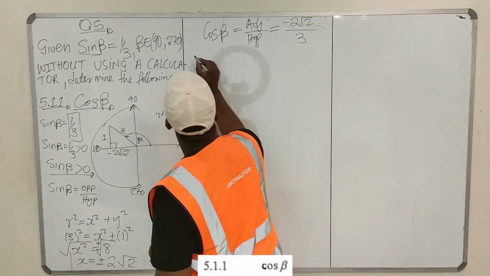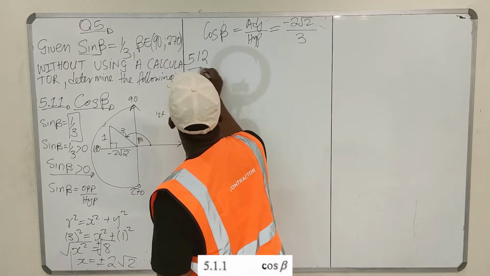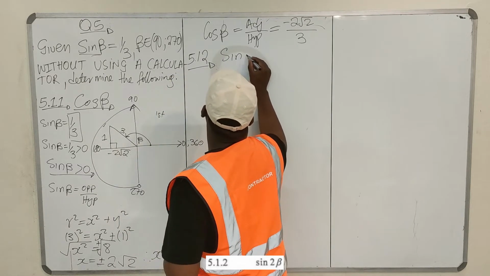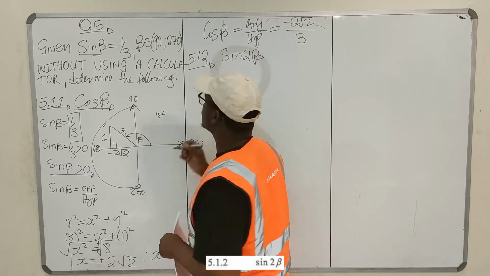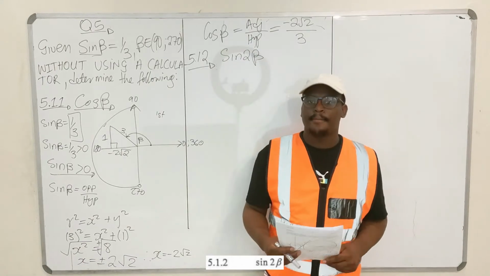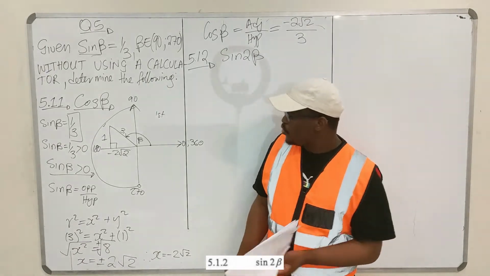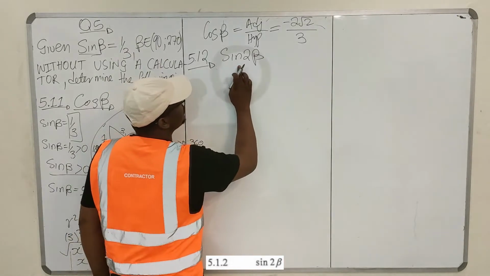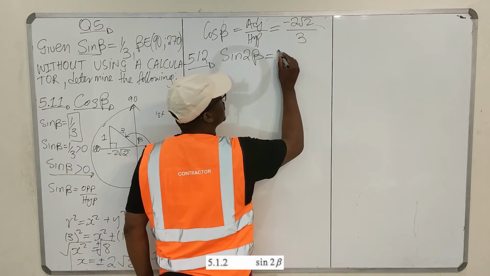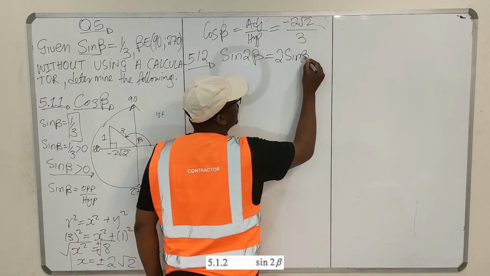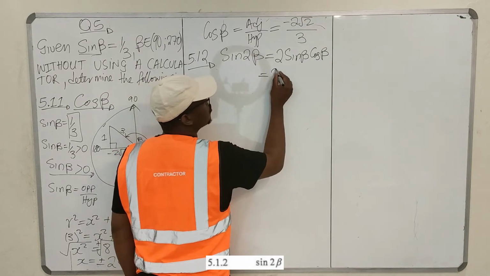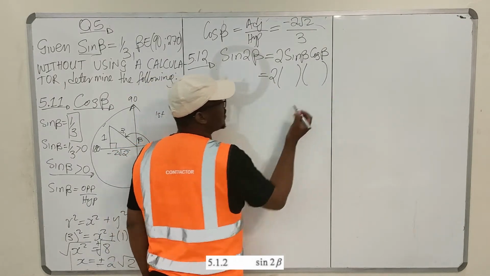Then we move to the next one, 5.1.2. What do they want? They wanted to find sine 2 beta. No problem. You know that this is a double angle, right? So it is equal to 2 sine beta cos beta, which is equal to 2 sine beta times cos beta.